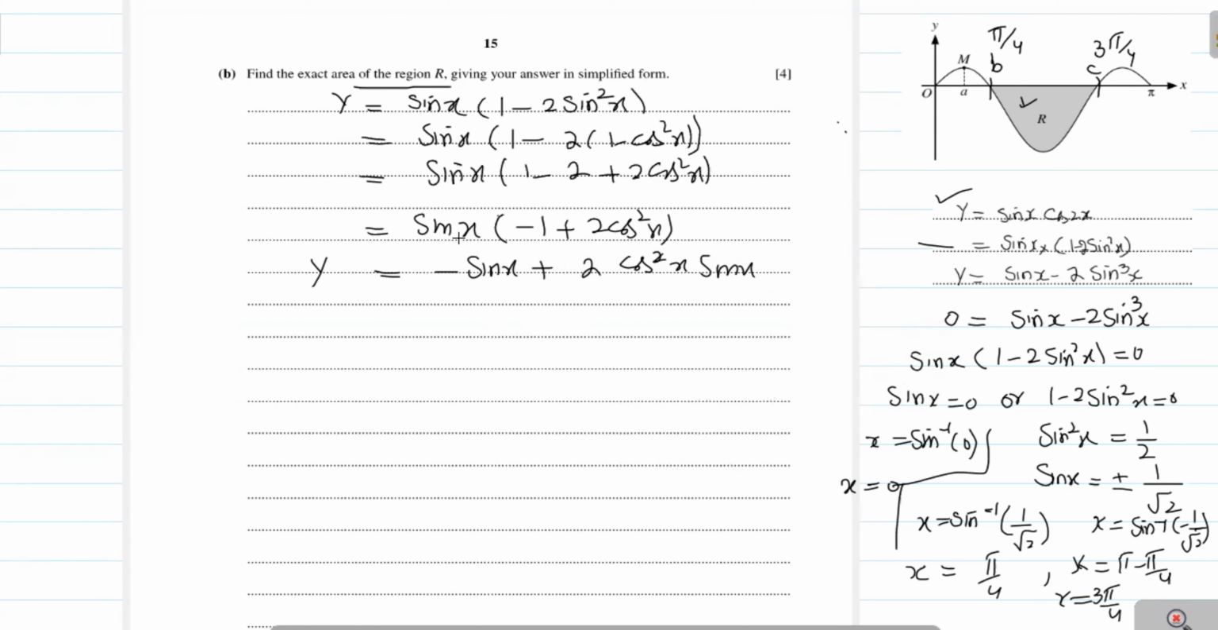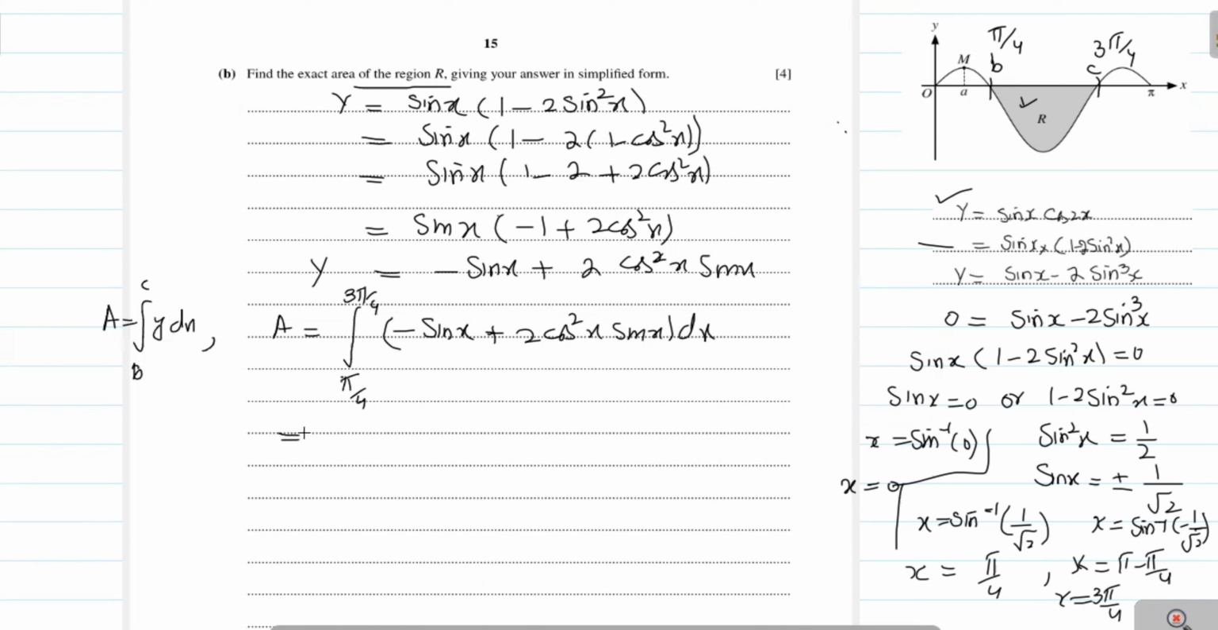We have to calculate the area of this shaded region. Therefore, the area of this shaded region will be equal to A equal to integral of y into dx. Now A equal to integral from B to C of y dx. This will be equal to the integral from B, which is pi over 4, to C, which is 3 pi over 4, and the y value here is minus sine x plus 2 cos square x sine x dx.